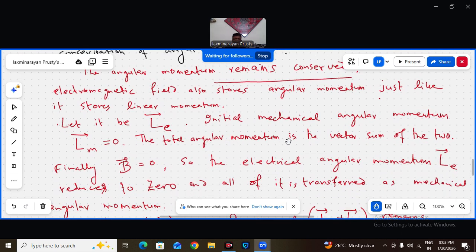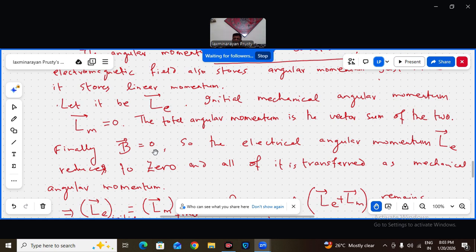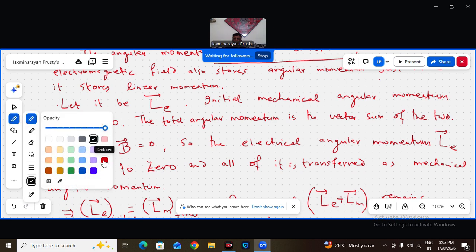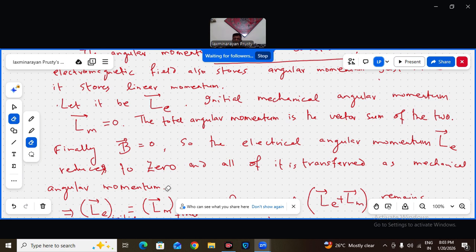The total angular momentum is the vector sum of these two, Le plus Lm. So finally, when B becomes 0, the electrical angular momentum Le reduces to 0, and all of it is transferred as the mechanical angular momentum to the disk. Clear?